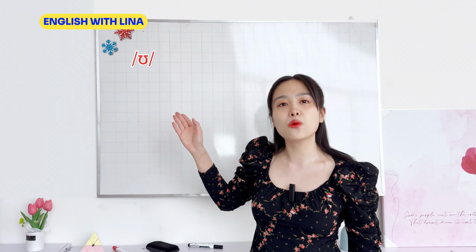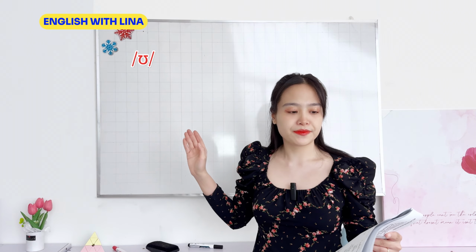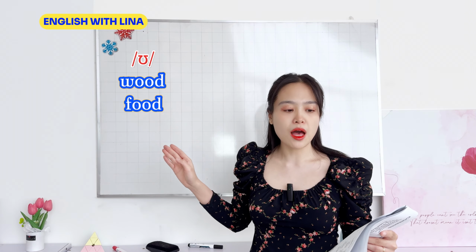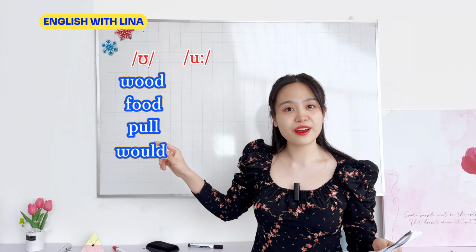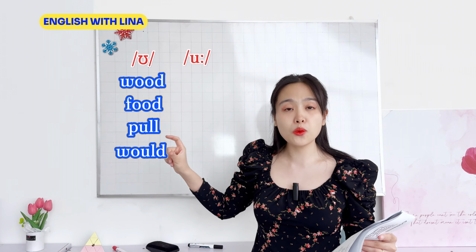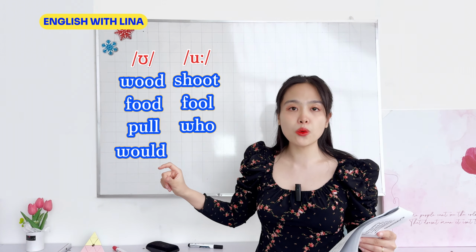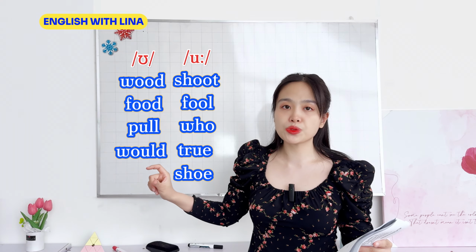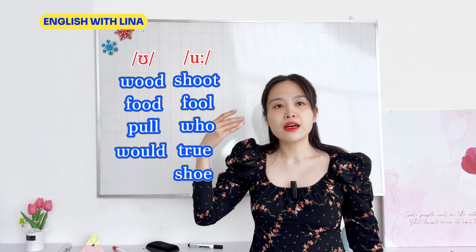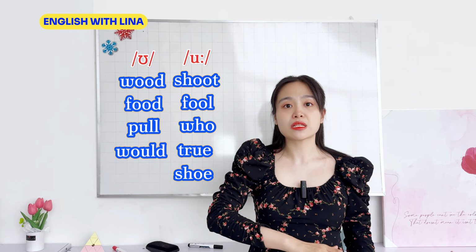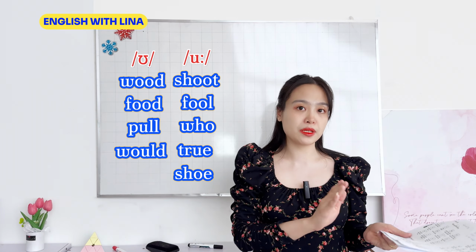And then we have the U family, right? We have short U, yeah? U, wood, foot, pole, wood. And then we have the long U, okay? Shoot, pull, who, shoe. So again, like I have said in this video, I will exaggerate the sound. If it is long, I will make it a little bit longer. If it is short, I will make it a bit shorter.